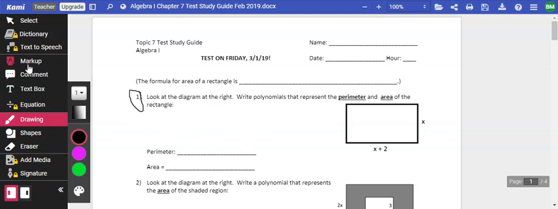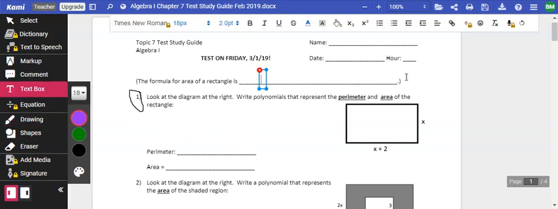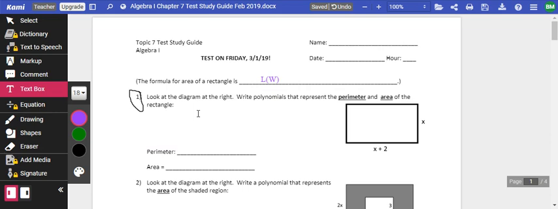Review. The first thing we need to talk about is the area of a rectangle. It is just length times width. Okay, so we're looking at this and we want to find the perimeter and the area. The perimeter is going to be adding them all.